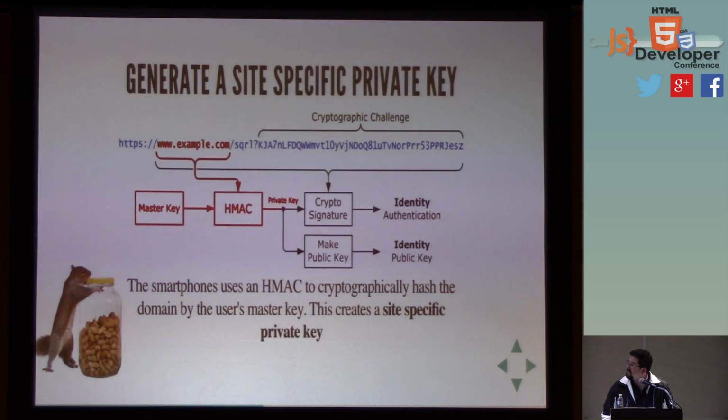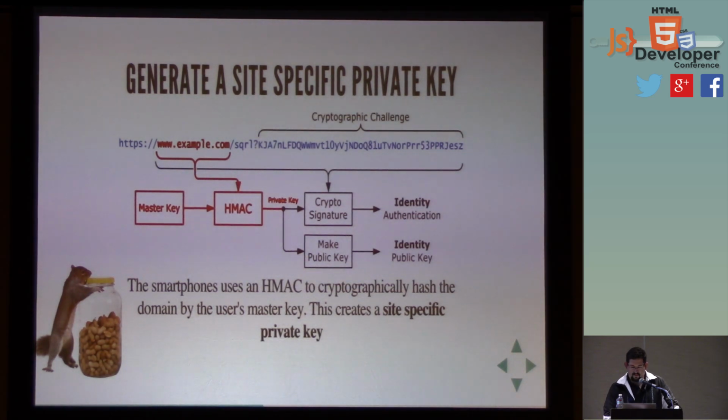the smartphone is going to use an HMAC function to cryptographically hash the domain by the user's master key. An HMAC function, for those of you who don't know, takes a message, in this case the domain name, and it takes a private key, and it uses that to create a message authentication code, basically a hash that represents a way that you can verify the domain and the person who generated it. So these are going to go into the HMAC function, and the private key is 256 bits. The HMAC function also spits out 256 bits, and that becomes the user's private key.